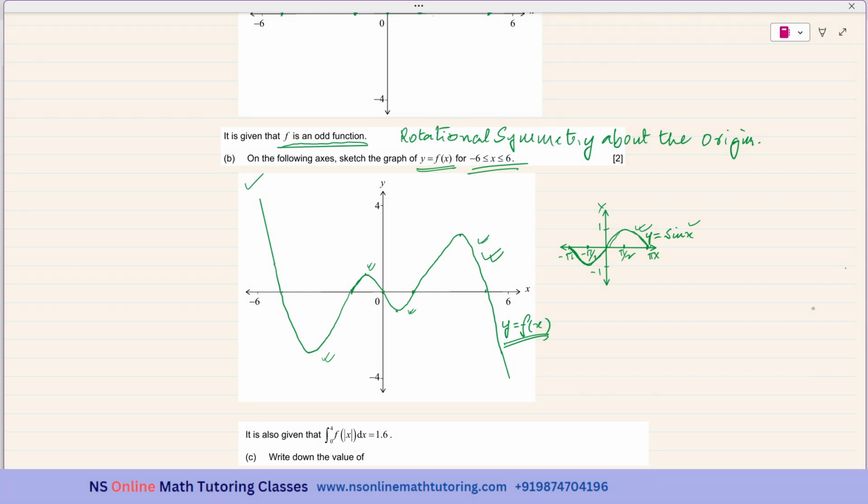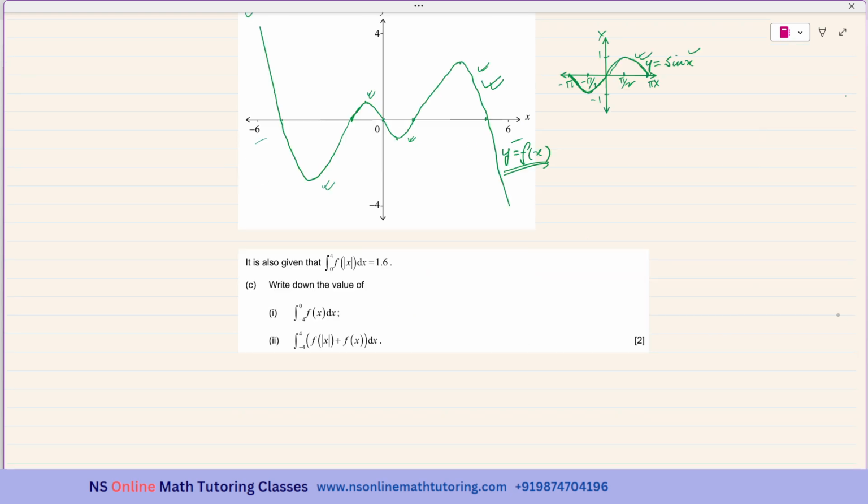So this is the graph of y equal to f of x, where x is between -6 and +6. It is also given that the integral of f of absolute value of x with respect to x from 0 to 4 is equal to 1.6. Subpart C has two further subparts, I and II. It says: write down the value of I, the integral of f of x with respect to x, with limits of integration -4 to 0.